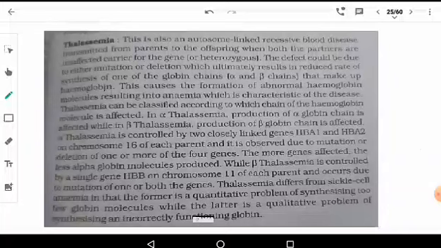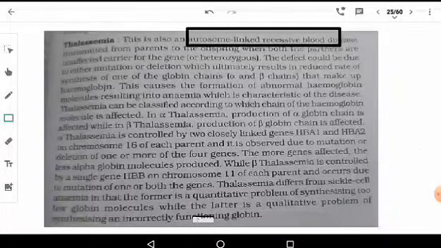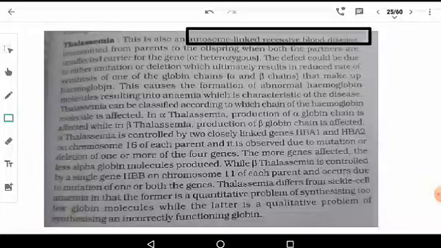Now let's move to the next disease, that is thalassemia. Now thalassemia is again an autosome linked recessive blood disease. It is again an autosome linked recessive blood disease, and you have to remember that here the length of the globin chain is affected. We have studied sickle cell anemia where the quality of the hemoglobin is affected. Here what is happening? The quantity is going to be affected, right? Quantity is going to be affected because the length of the chain is going to be different here.